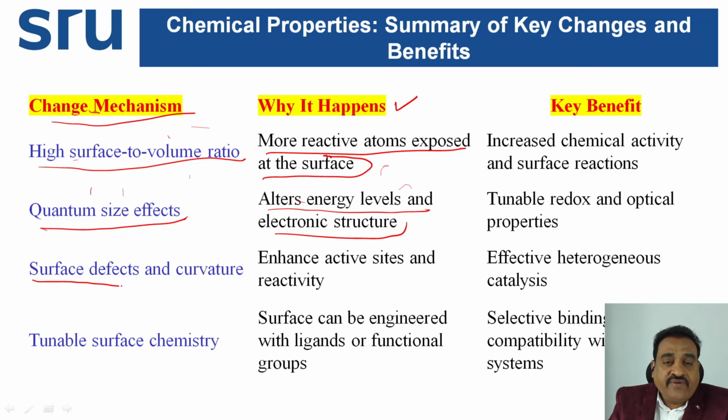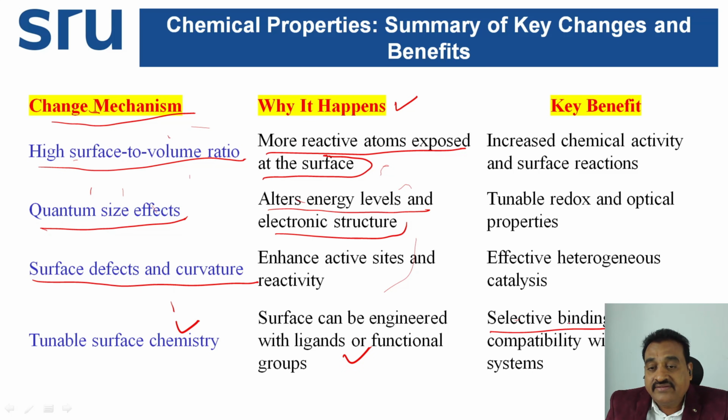You see here surface defects and curvature. It enhances active sites and reactivity. It changes the mechanism. Then effective heterogeneous catalysis we can observe. Coming to tunable surface chemistry. Surface can be engineered with ligands or functional groups. Due to this, we can observe the selective binding and compatibility with the biological systems.